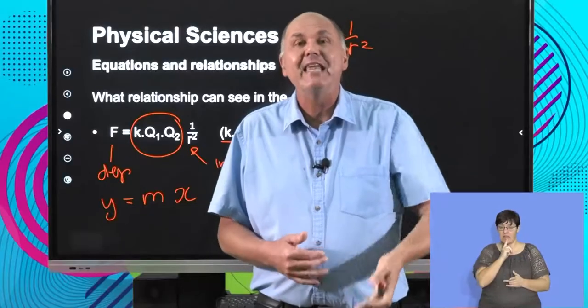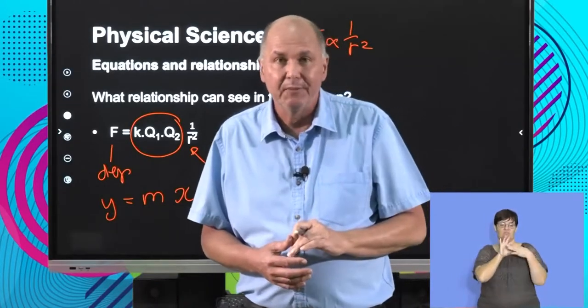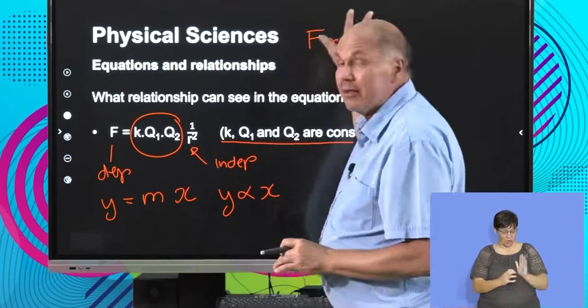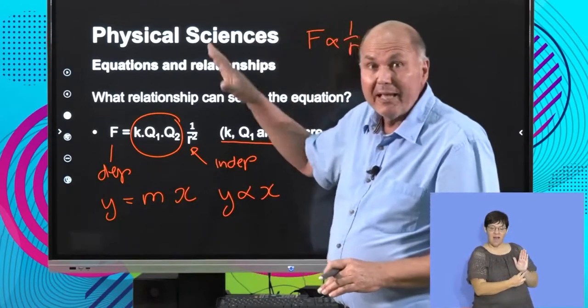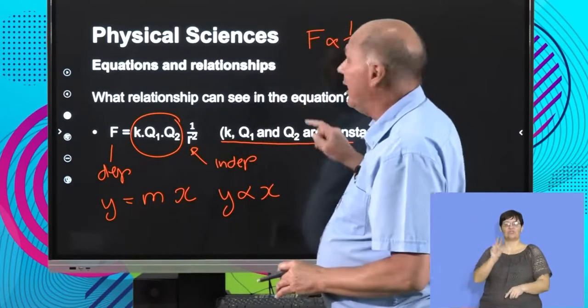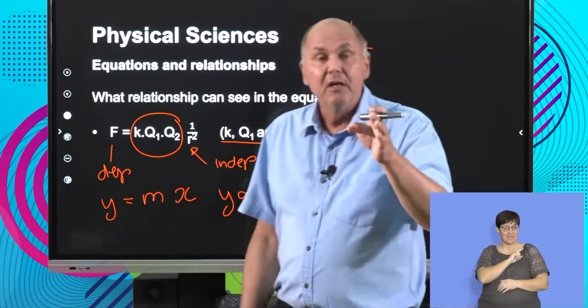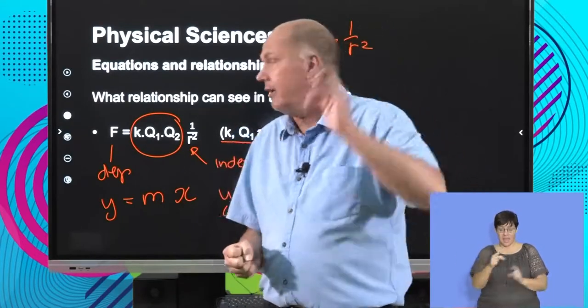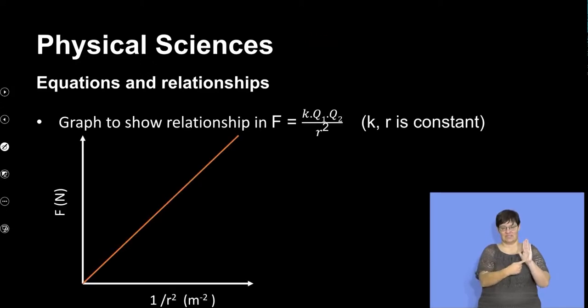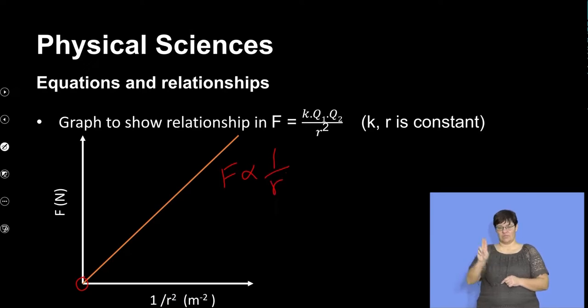It's known as an inverse square relationship. And so by looking at the graph, we will be able to tell whether it's an inverse square relationship if we plot 1 over r squared against f. And that's exactly what I've done here. You'll see there I've got meters to the minus 2, 1 over r squared, straight line graph that goes through the origin. We can say that f is directly proportional to 1 over r squared.